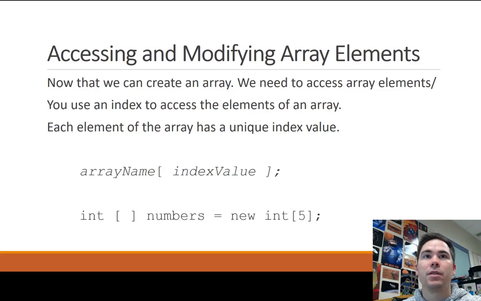Accessing and modifying array elements. Now that we can create an array, we need to access array elements, and you can use the index to access the elements of an array. Each element of the array has a unique index value. That's the position that it's in. So if you have integer 256 in position 3, all you have to do is put the array name and then the index value. So this would be like System.out.print(arrayName[index]), and then the element in the place that you want will print out. Each element of the array has that unique index.